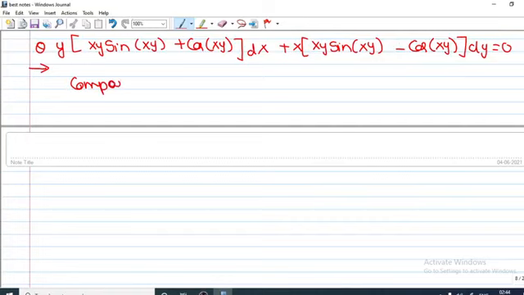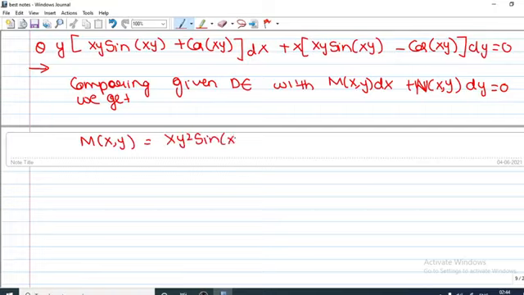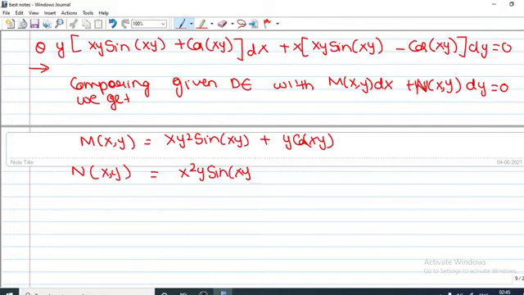Now comparing the given differential equation with M of x comma y into dx plus N of x comma y into dy equal to 0, we get M of x comma y is nothing but xy square sin xy plus y cos xy, and N of x comma y is nothing but x square y sin xy minus x cos xy.